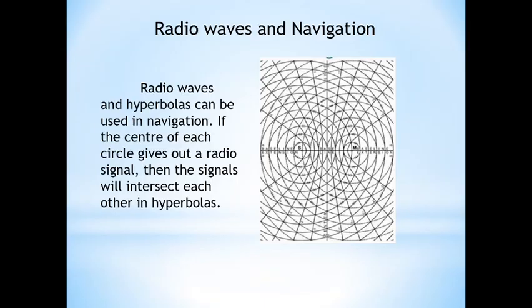And then radio waves and navigation. Radio waves and hyperbolas can be used in navigation if the center of each circle gives out a radio signal. Then the signals will intersect each other in hyperbolas. So this is how hyperbolic radio navigation systems were created.